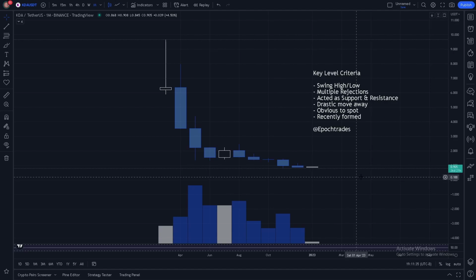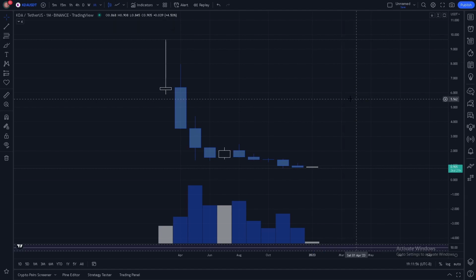Today we're going to be covering key levels on the monthly and weekly time frame for KDA. So, as always, our key level criteria: we look for swing highs and swing lows, multiple rejections, acted as support and resistance, drastic moves away, obvious to spot, and recently formed. So, let's go ahead and hop right in.